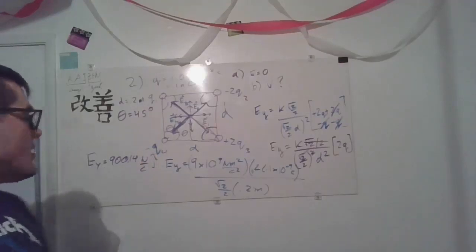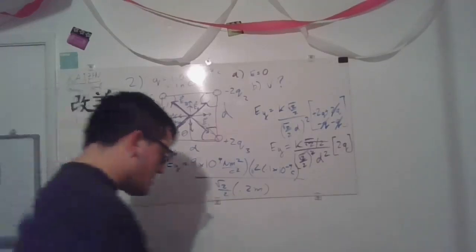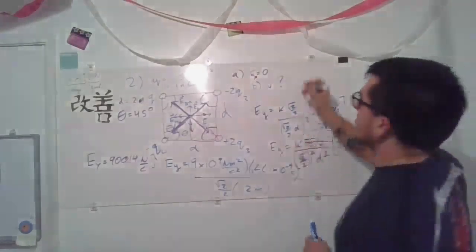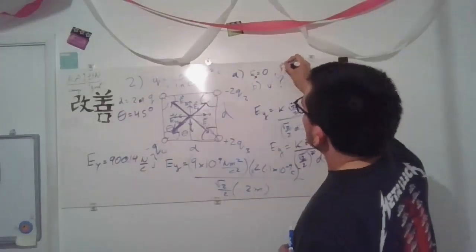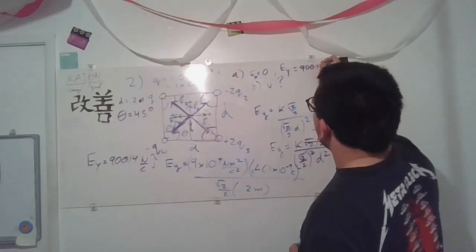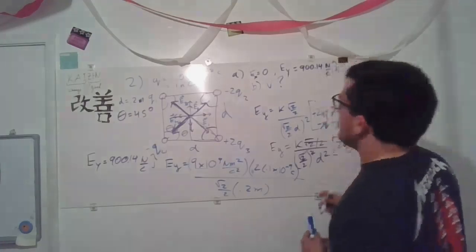Okay, there you go. So there's part A. We have, let me fix this, E in the X direction is 0, but E in the Y direction is 900.14 newtons per coulomb in the J hat direction.